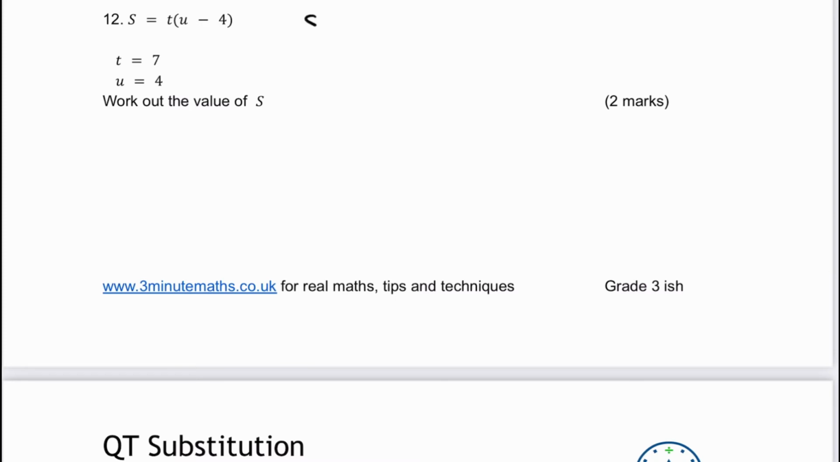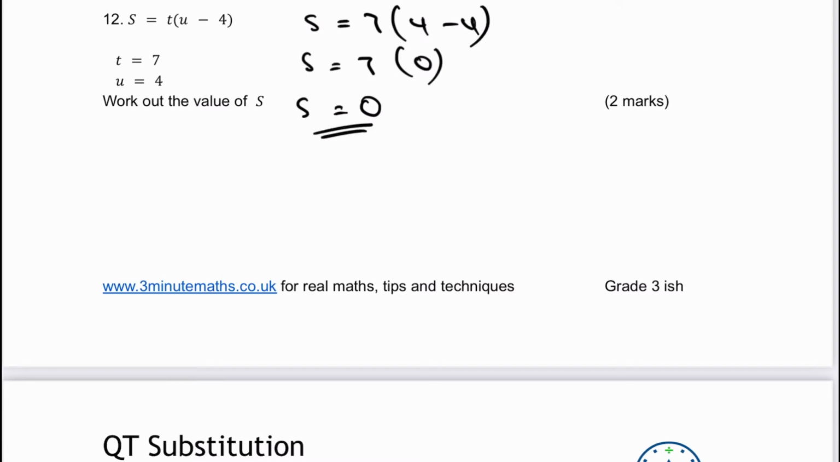So again, I'm going to write it as S equals T, which is 7, and then that's multiplied by U, which is 4, and then minus 4. Now this one's slightly different because we've got 7 multiplied by 0. Don't forget we use BIDMAS, so we have to do what's the items in the brackets first before we do any multiplication. So 7 times nothing is actually going to be nothing, okay, or 0. All right, so a little bit of a tricky one, that one, but hopefully that's okay for you.